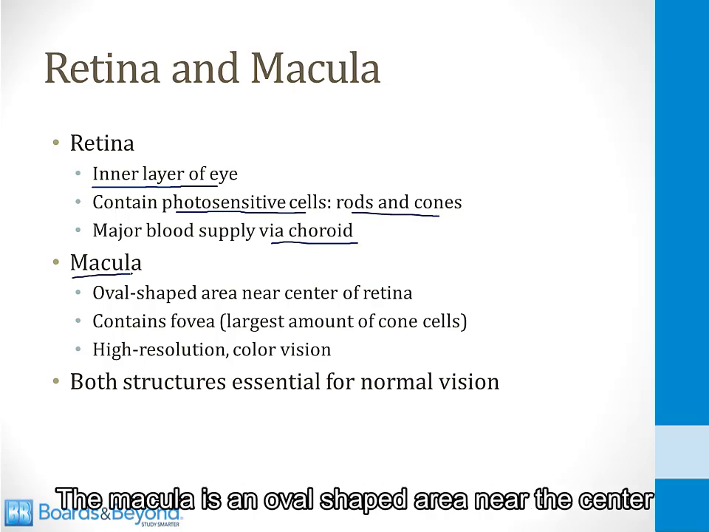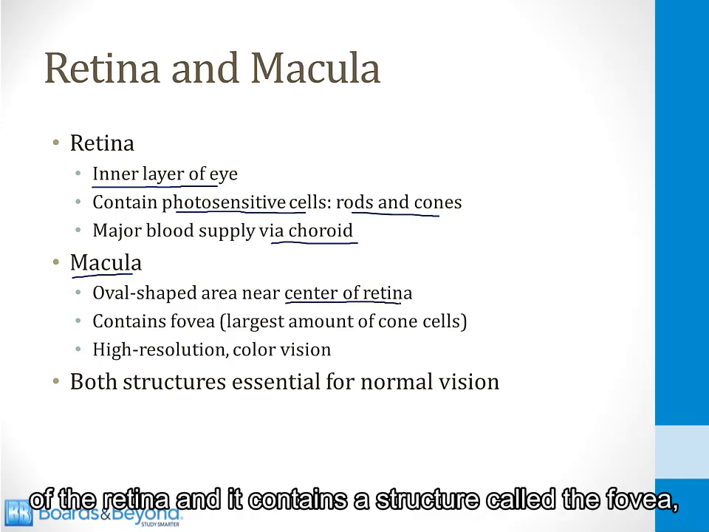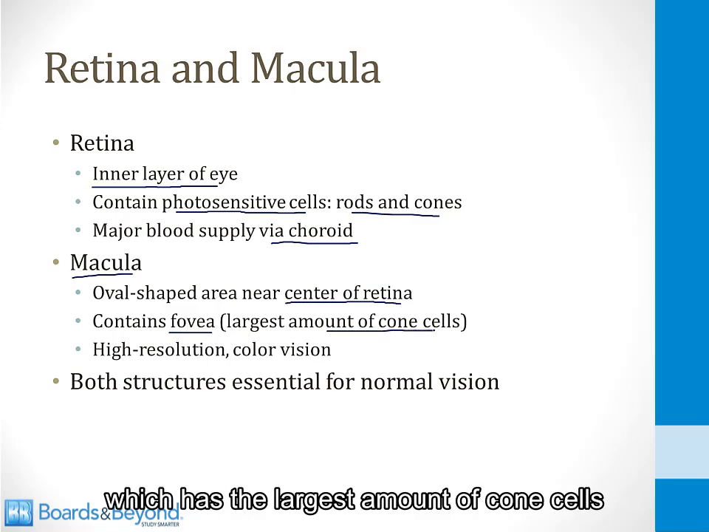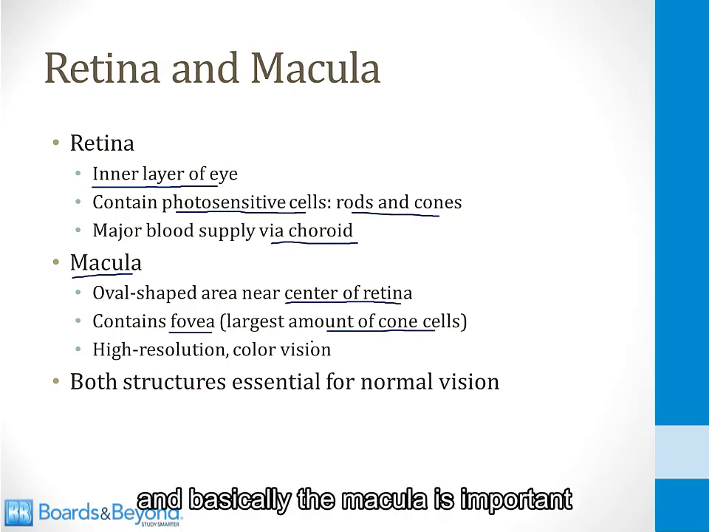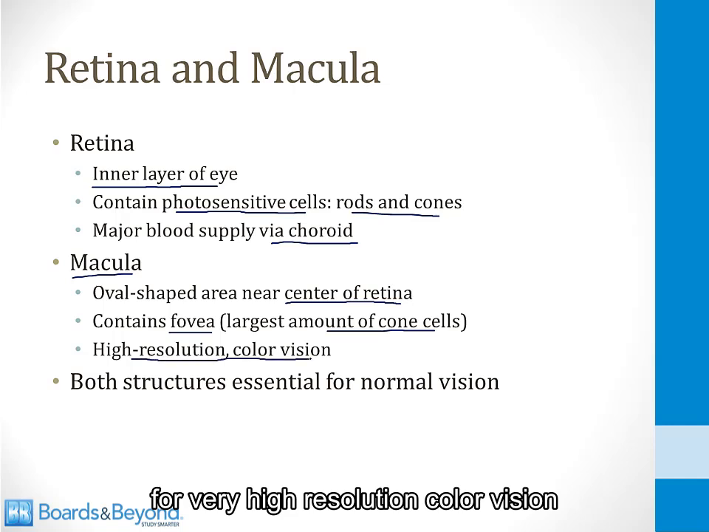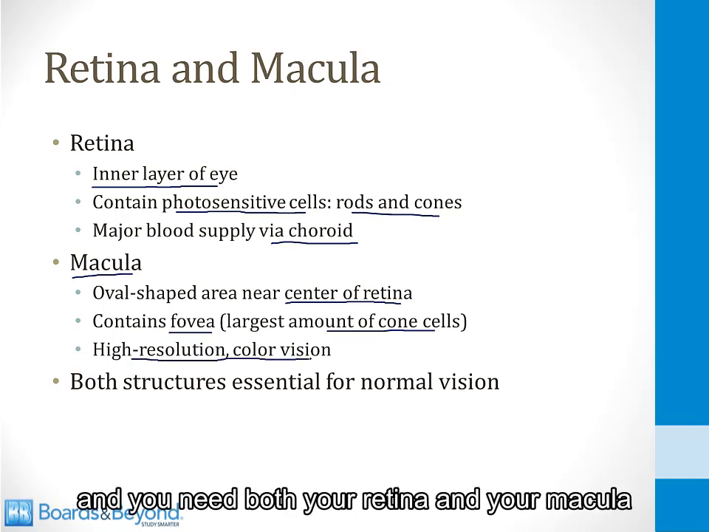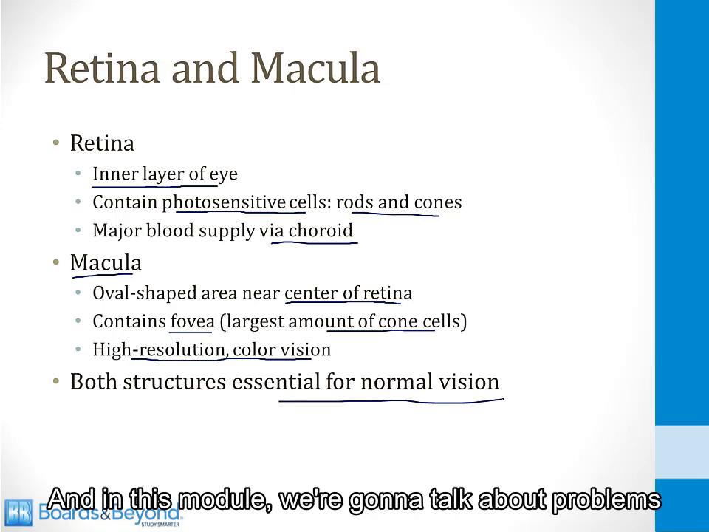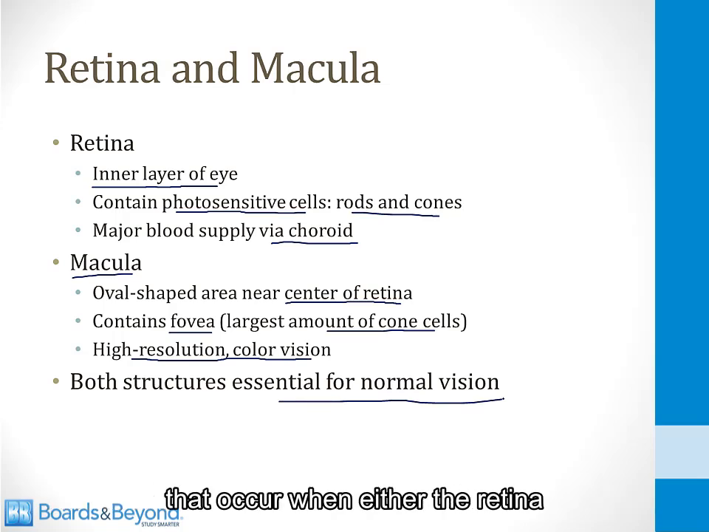The macula is an oval-shaped area near the center of the retina, and it contains a structure called the fovea, which has the largest amount of cone cells. Basically, the macula is important for very high-resolution color vision, and you need both your retina and your macula to have normal vision. In this module we're going to talk about problems that occur when either the retina or the macula are not normal.